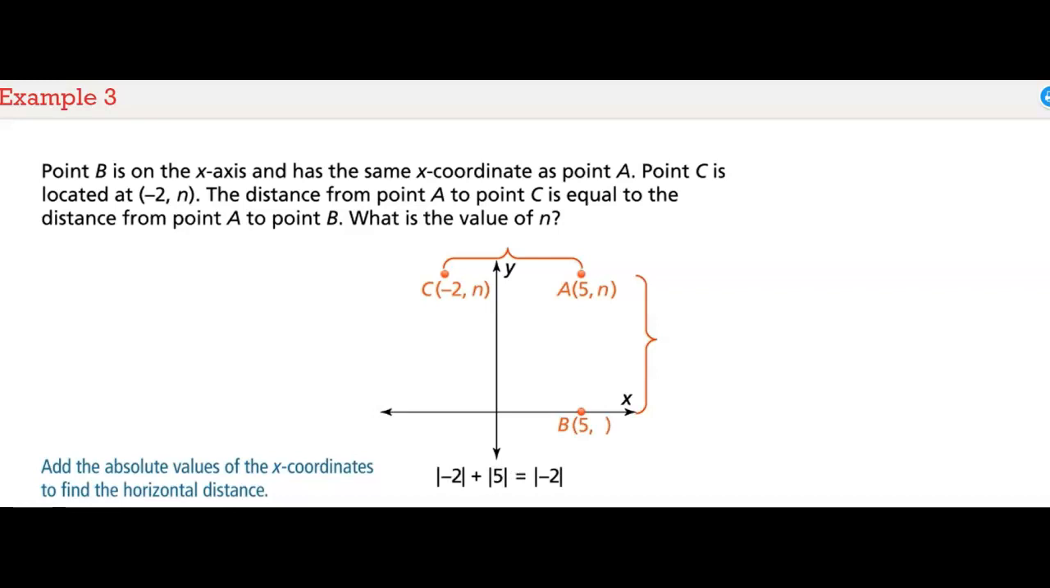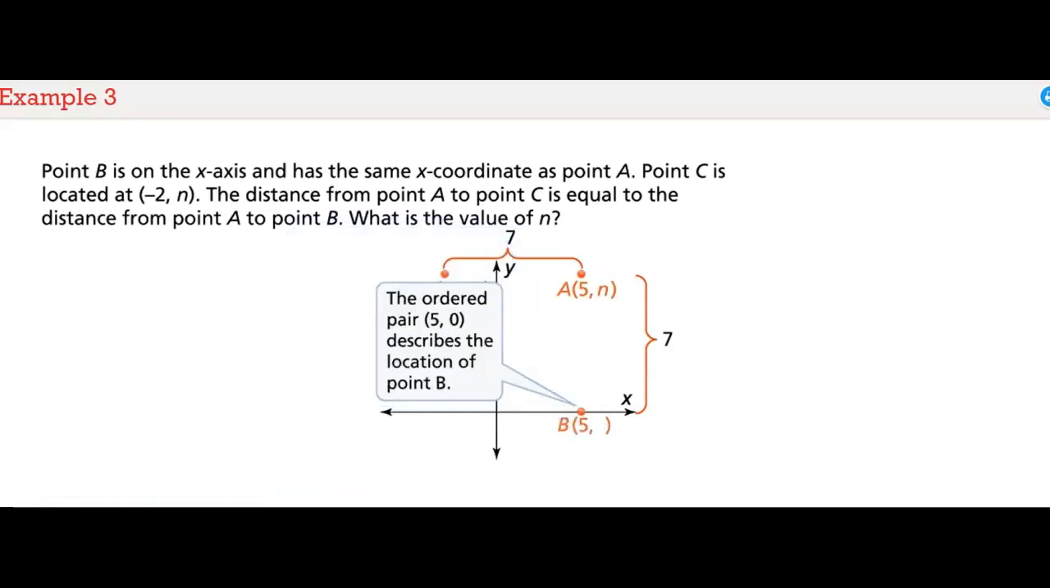The absolute value of -2 is 2. The absolute value of 5 is 5. 2 plus 5 equals 7. So the distance from point A to point C is 7 units. This means that the distance from point A to point B is also 7 units.